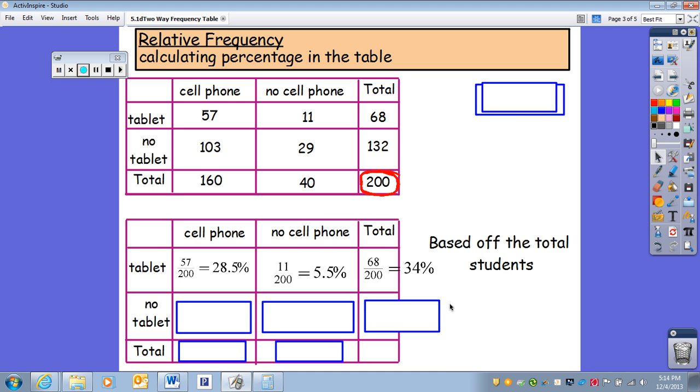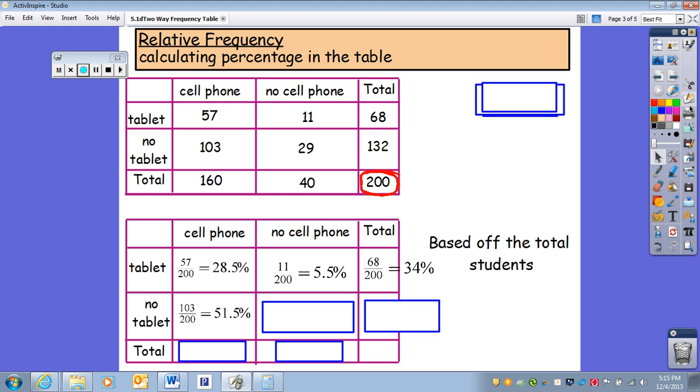I think you're getting the idea of how to calculate relative frequency based on the total number of students. Let's do a couple more. If the students did not have a tablet, that was 103. We would take 103 and divide that by 200. That would give us 0.515, which we would convert to a percent as 51.5%.